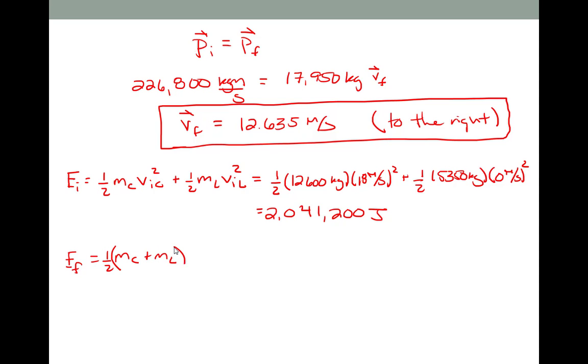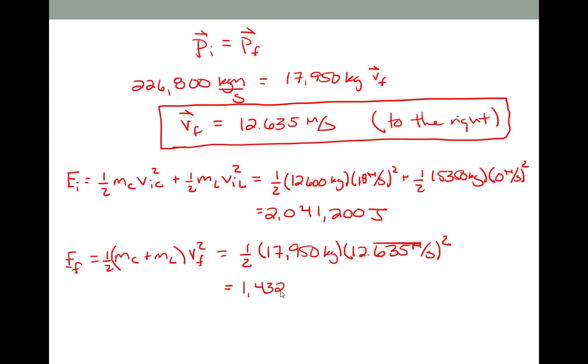I'm going to take option 2 and combine my masses for the final energy because they do move at the same velocity. So that's 1/2 of 17,950 kilograms, and the velocity was 12.635 meters per second squared. And that results in an energy of 1,432,798 joules. And we see indeed that our initial energy does not equal the final energy, therefore it is not conserved.